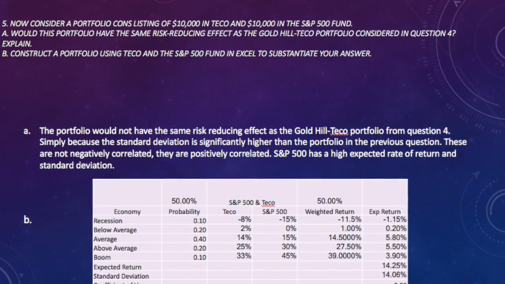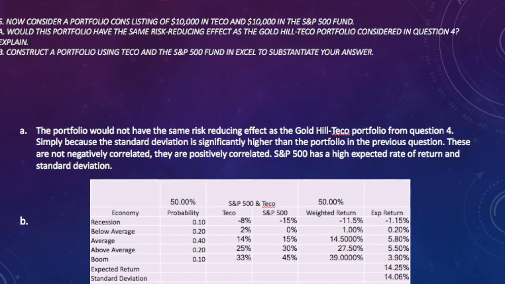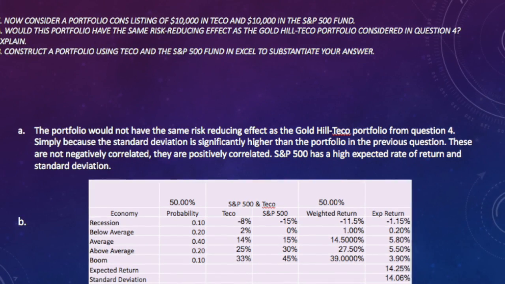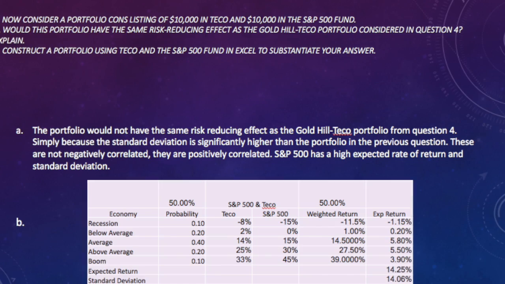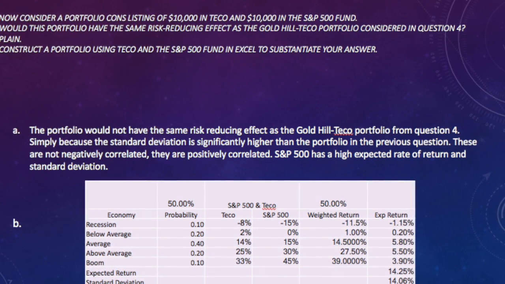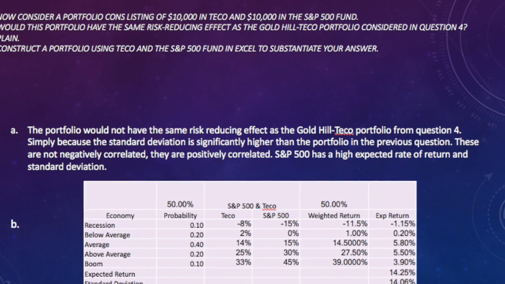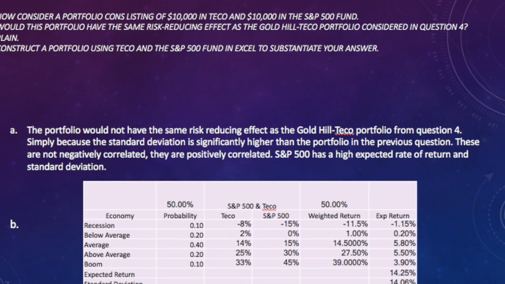So the S&P 500 has a high expected rate of return and standard deviation. So for S&P 500 and TICO, the expected return calculated is 14.25%. The standard deviation is 14.06%, and the coefficient of variation is 0.99%.